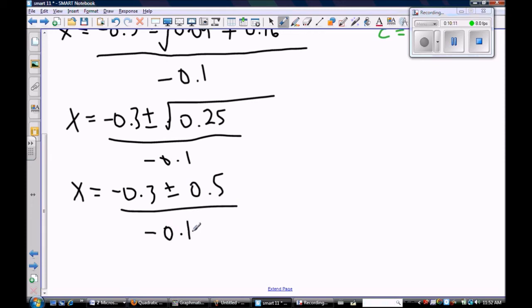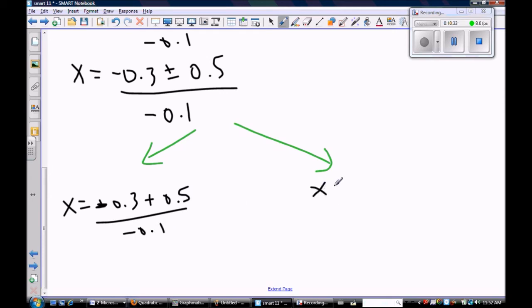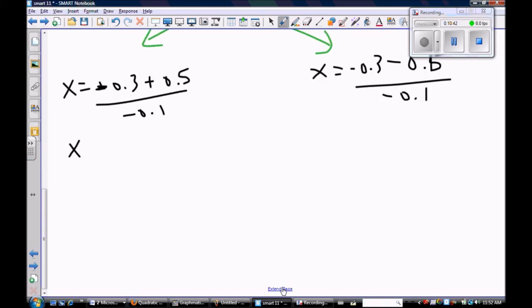Okay, so the only thing left to do is plus minus, and that's when you separate this into two different answers, one for the plus and one for the minus. So x equals negative 0.3 plus 0.5 divided by negative 0.1, and x equals negative 0.3 minus 0.5 divided by negative 0.1. So two pieces of math to do, and then we'll have our roots.